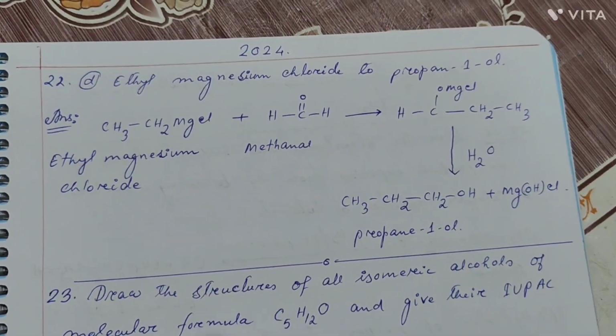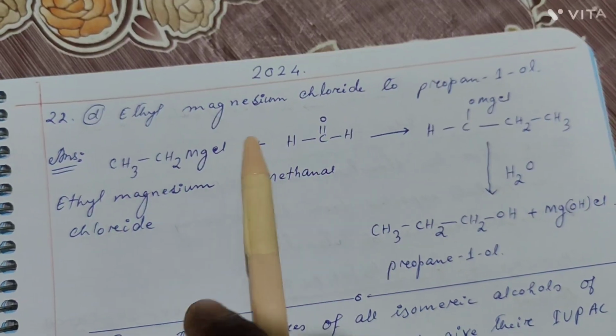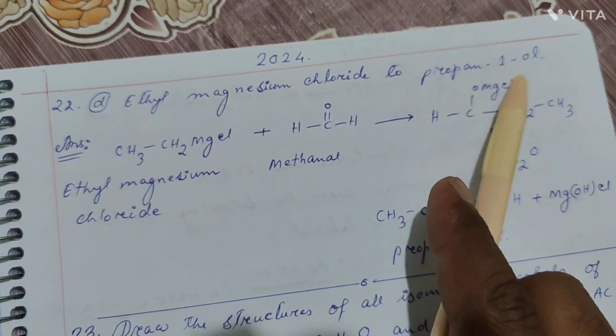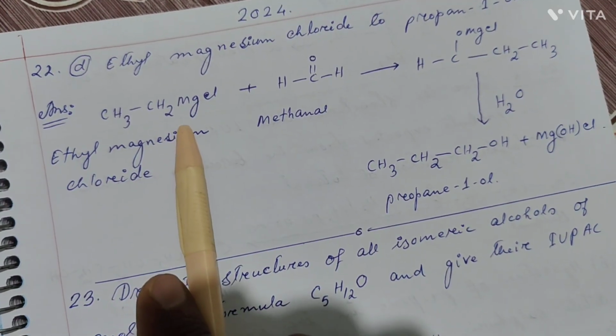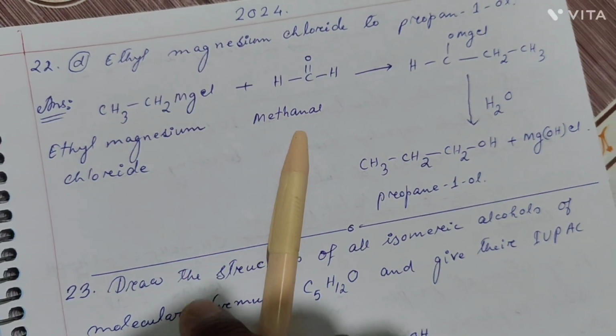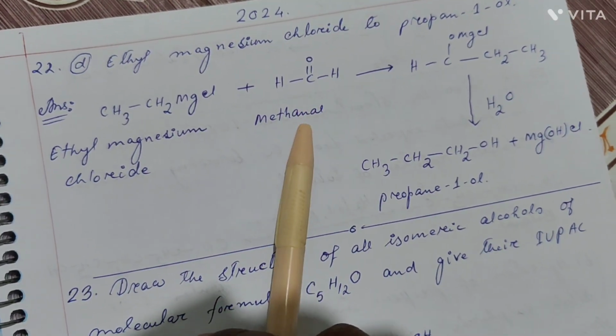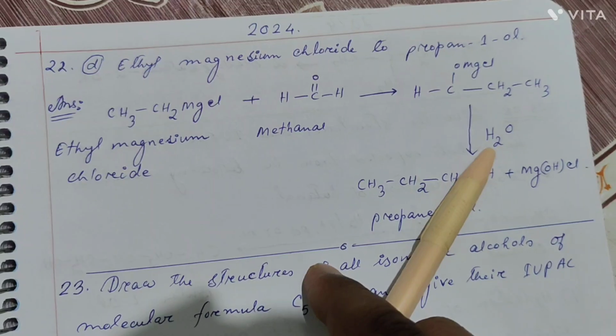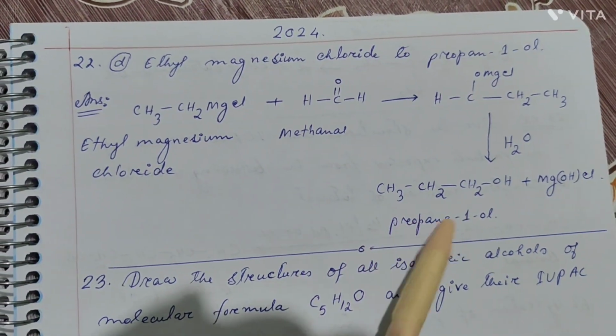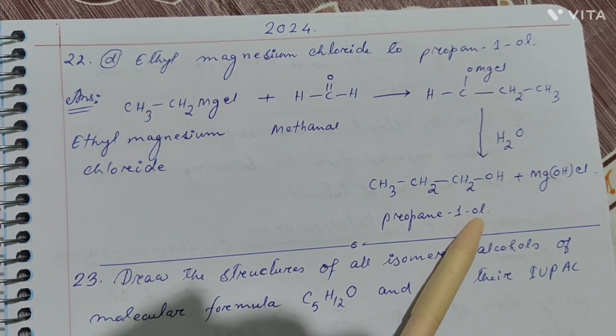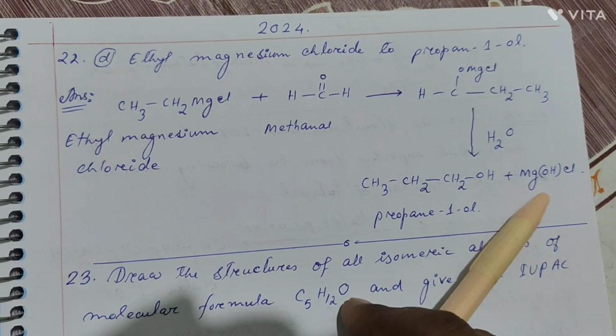Next, 22D, ethyl magnesium chloride to propan-1-ol. This one is ethyl magnesium chloride. React it with methanal, the aldehyde. Then this product will form. Add water. Then propan-1-ol will form along with Mg(OH)Cl.